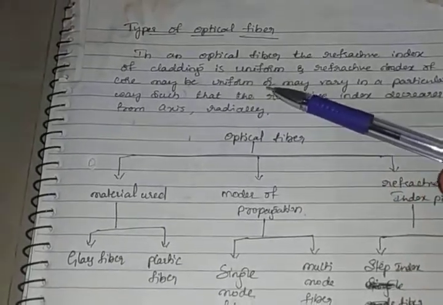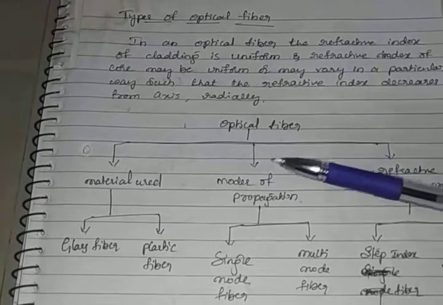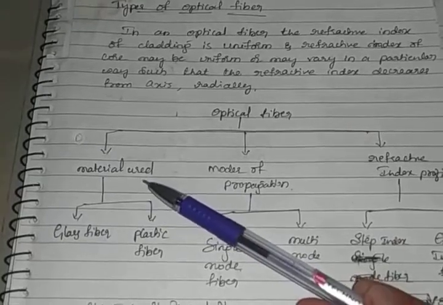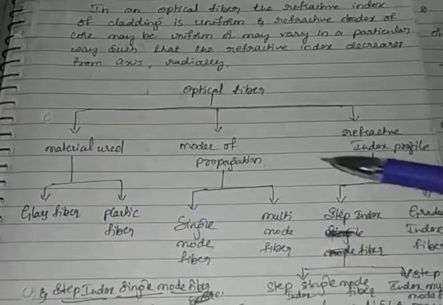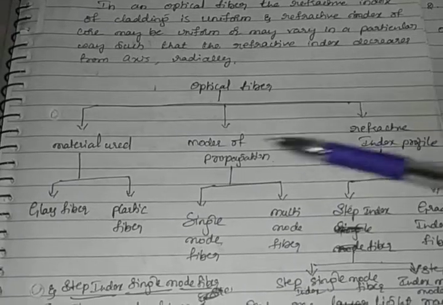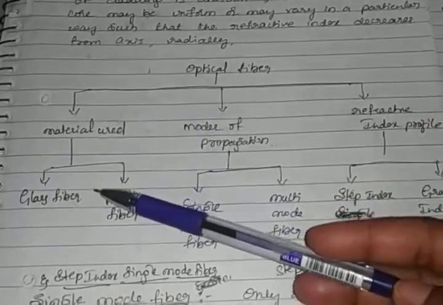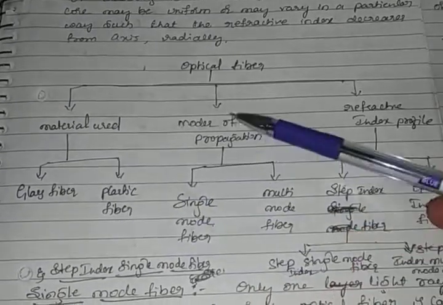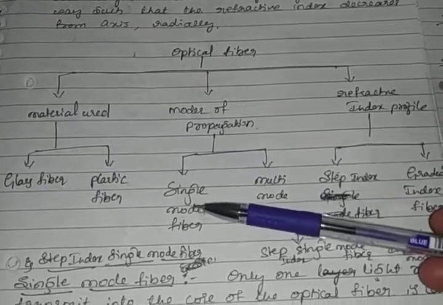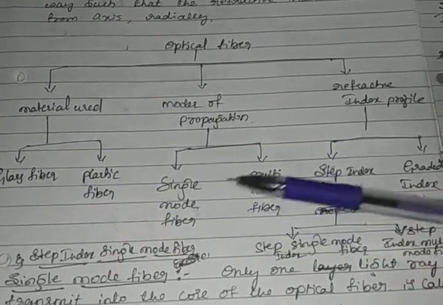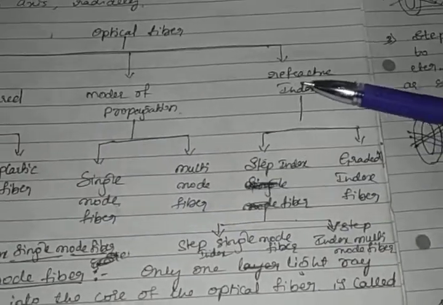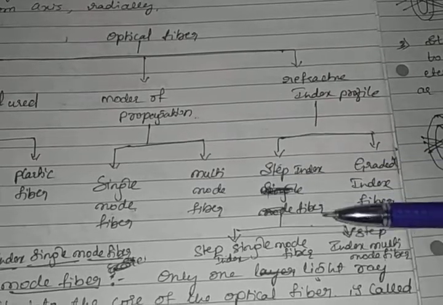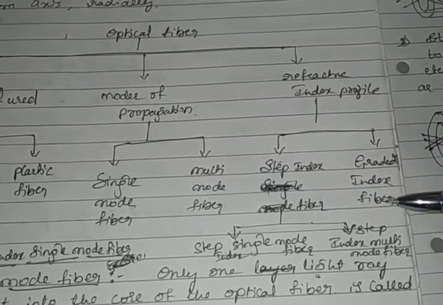Types of optical fiber. Optical fiber is explained on the basis of three ways: material used, mode of propagation, and refractive index profile. Material used is classified into two types, glass fiber and plastic fiber. Mode of propagation is classified into two types, single mode fiber and multi-mode fiber. Refractive index profile is classified into two types, step index fiber and graded index fiber.